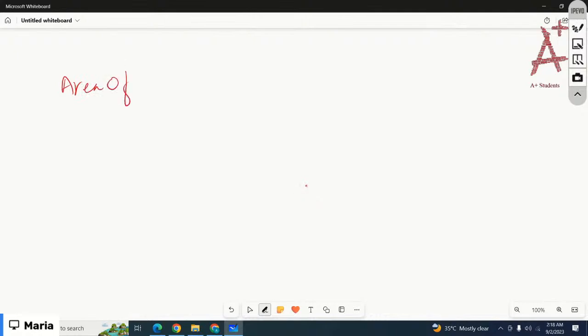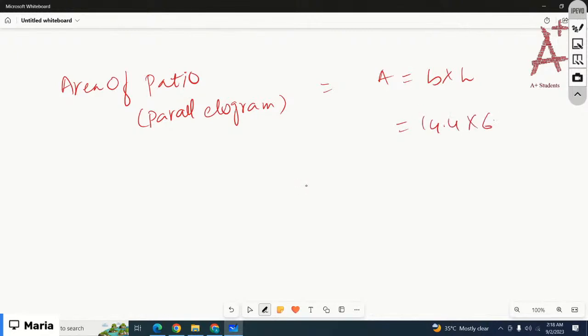Area of the patio, or you can say the parallelogram, right? The shape is a parallelogram. That would be A equals base times height. The base is 14.4 and the height is 6.6, right? So their product is 95.04 meter square.